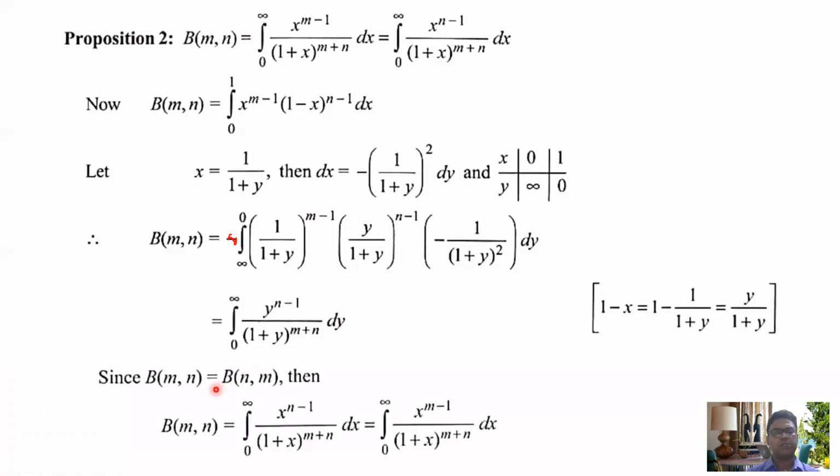Okay. So it is clear, since mn is equal to nm, you may write beta mn is equal to the integral from 0 to infinity of x to the power n minus 1 over (1 plus x) to the power m plus n dx, which is equal to the integral from 0 to infinity of x to the power m minus 1 over (1 plus x) to the power m plus n. So it is clear that both expressions are the same. If by mistake you write m by n, then we'll get the same result. No problem.